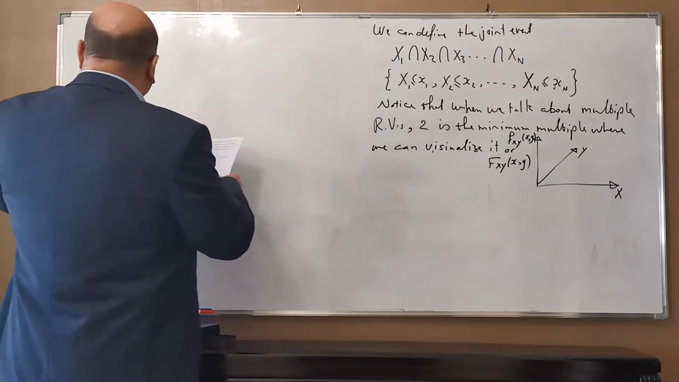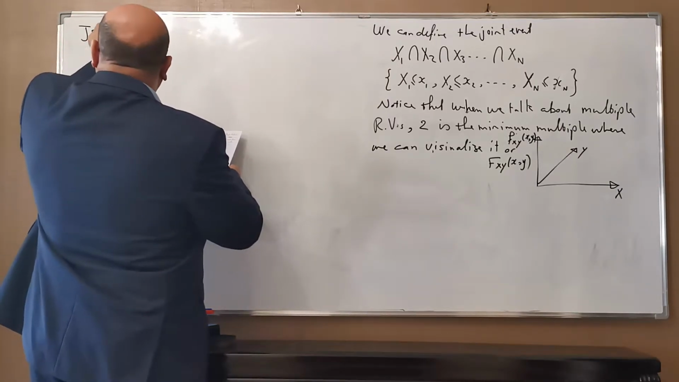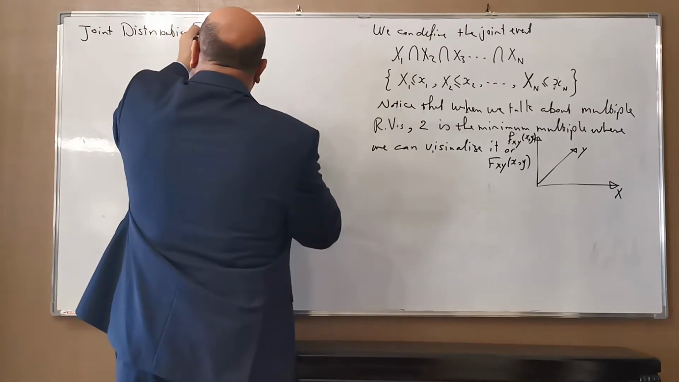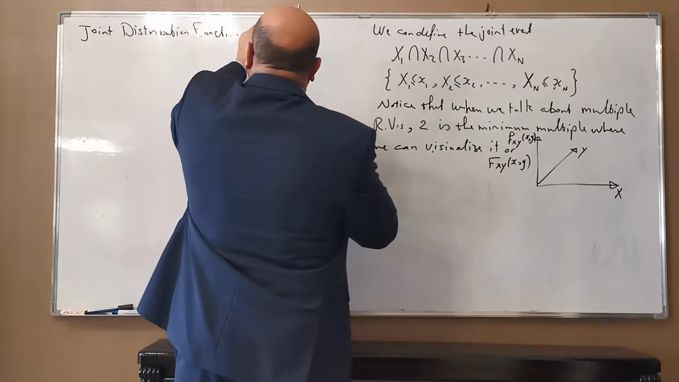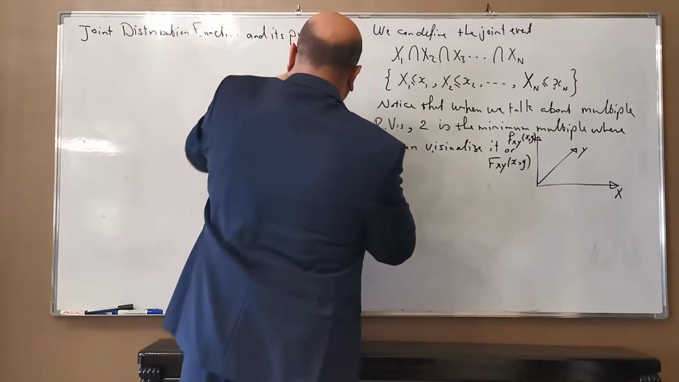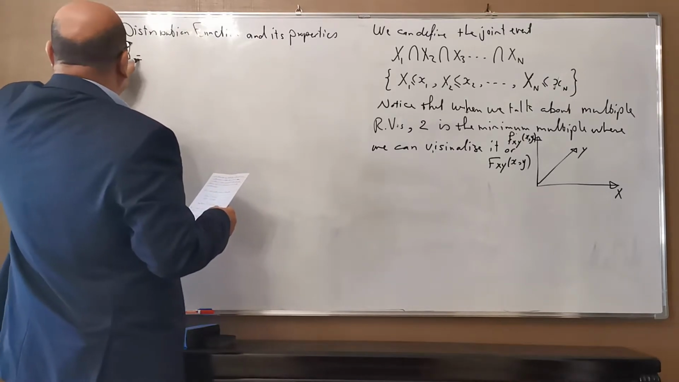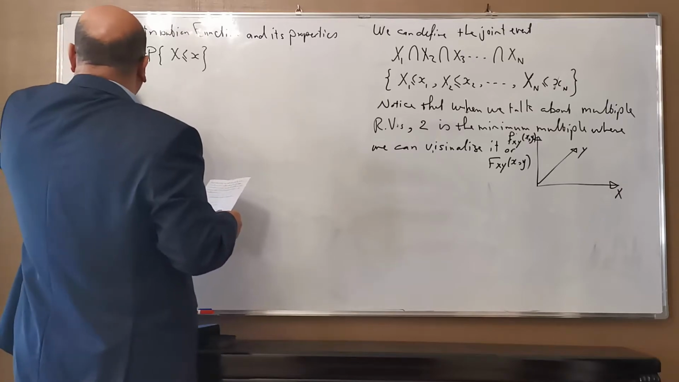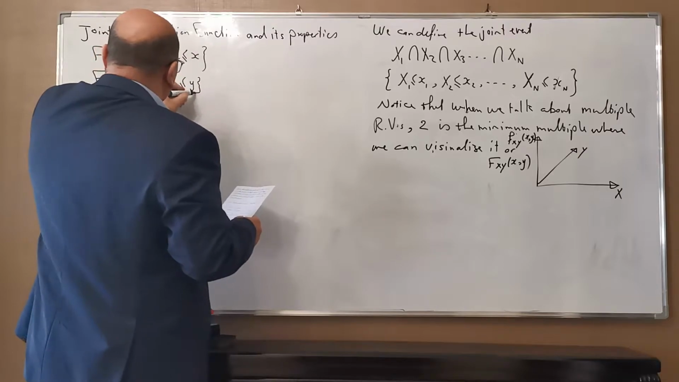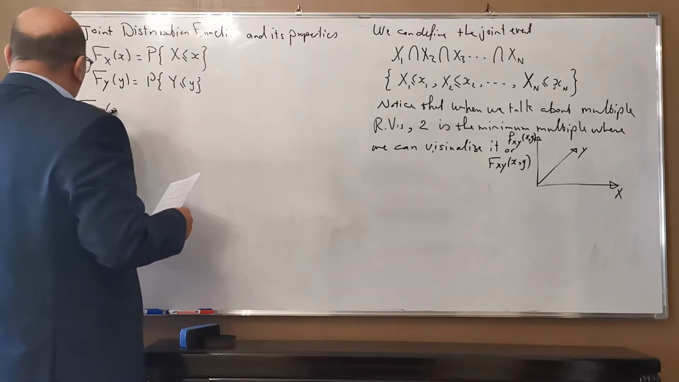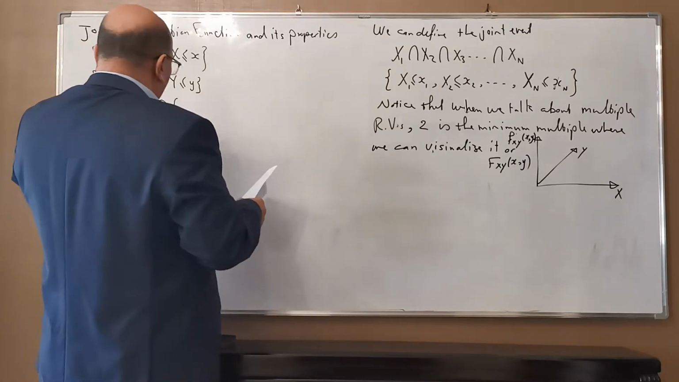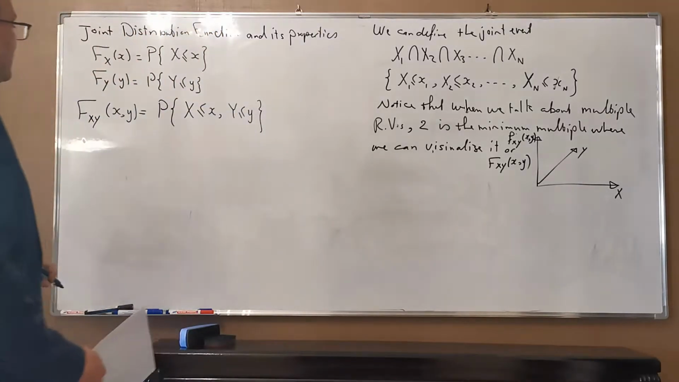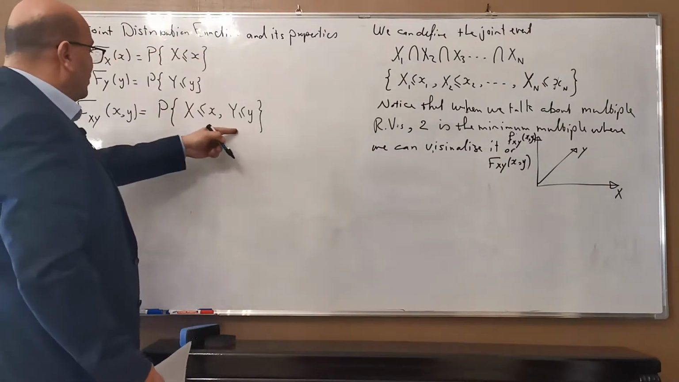Okay, so I'm gonna go directly to the joint distribution function and its properties. Okay? We had before fx of x, we said that this is equals to the probability that x less than or equals small x, and f y of y is equal to the probability that y less than or equal small y. Now I'm going to define fxy of x and y is equal to the probability of the joint x less than or equal small x and y less than or equal small y. Okay? So this is the joint distribution function of 2 random variables.